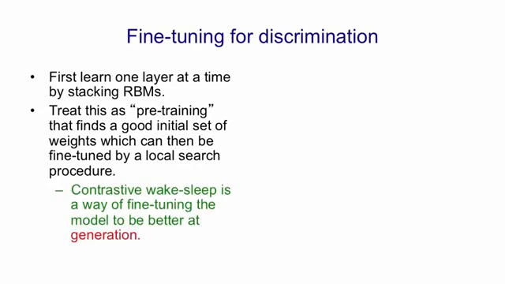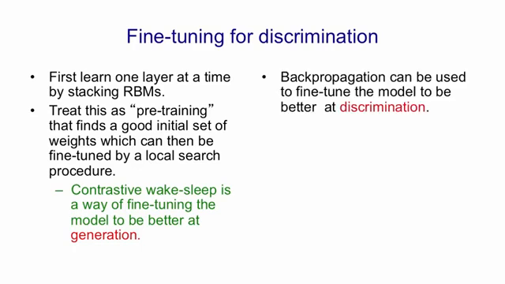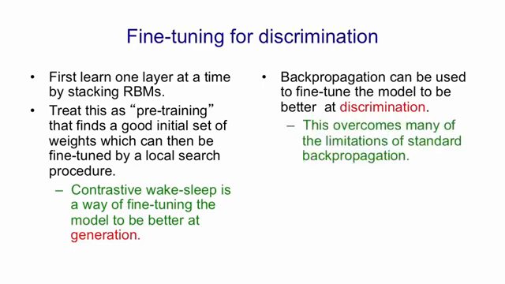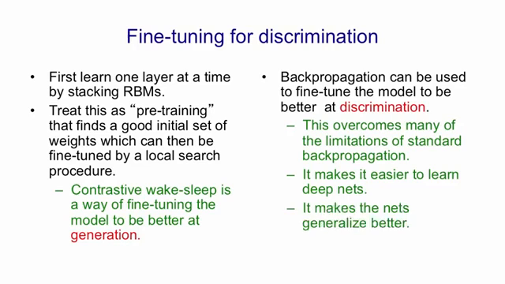In the previous video, I showed you how to use contrastive wake-sleep to fine-tune a deep network so that it was better at generating its inputs. In this video, we're going to use backpropagation to fine-tune a model to be better at discrimination. If we do this, it overcomes many of the standard limitations of backpropagation. It makes it much easier to learn deep nets, and it makes those nets generalize better.